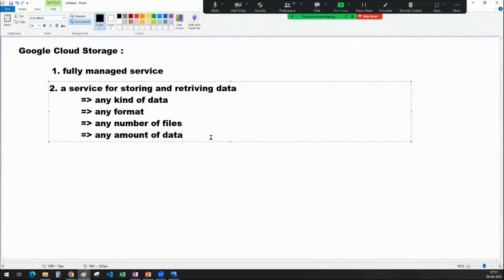And one more thing: how does Google Cloud Storage operate? It is fully managed, that is fine, and the purpose of the service is also fine, but how does it operate? It operates via buckets and files.